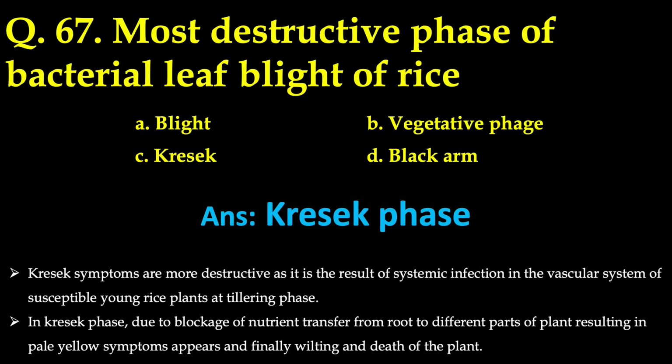Most destructive phase of bacterial leaf blight of rice is, there were 4 options: blight, vegetative phase, crescent, and black arm. And the correct answer is crescent phase. As we know, crescent symptoms are more destructive as it is the result of systemic infection in the vascular system of susceptible young rice plant at the tillering phase. And in this phase, that is crescent phase, due to the blockage of nutrient transfer from root to different parts of the plant, it results in the pale yellow symptom that appears, and finally wilting and death of the plant occur in the field itself.